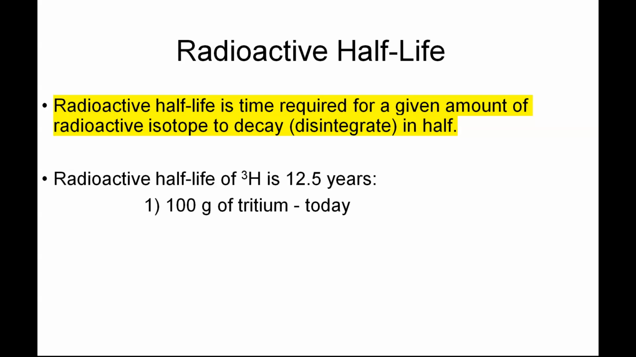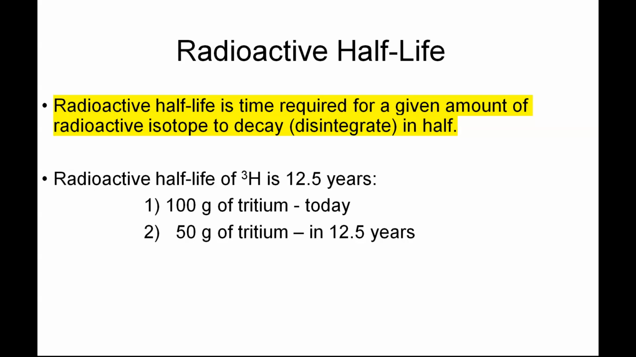All right, so imagine that today we have 100 grams of hydrogen-3, tritium. How long do I have to wait for this amount to decay in half? How long do I have to wait to have 50 grams of tritium? I have to wait a half-life, because a half-life is a period of time required for a given amount, which is 100 grams here, of radioactive isotopes to decay in half. So what does it mean? After 12.5 years, I will only have 50 grams of tritium left.